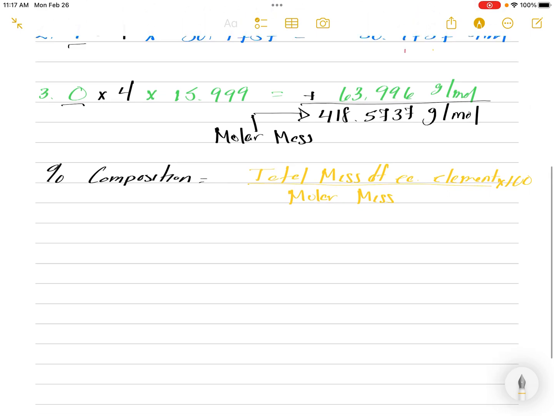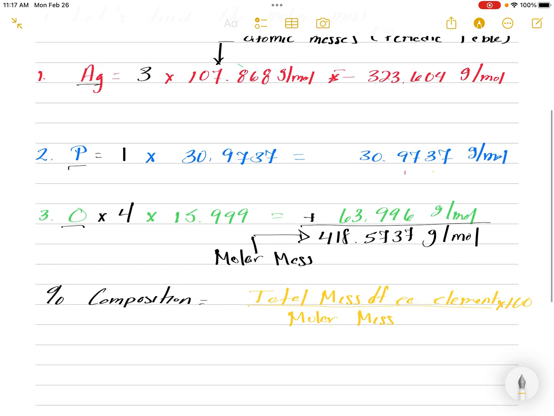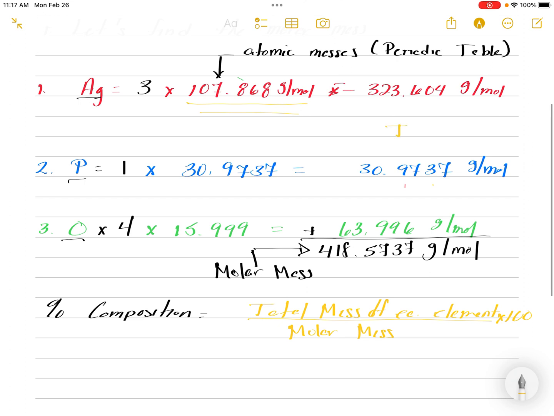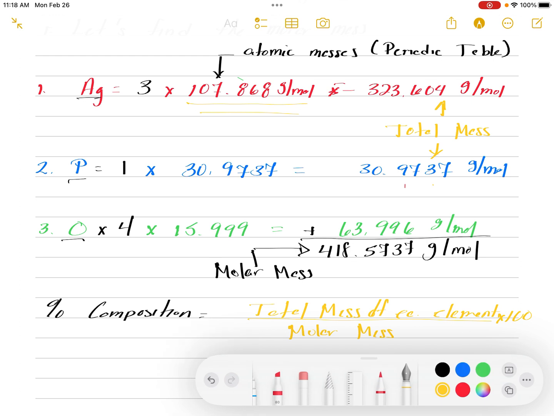So let's get this set up. The total mass is here. Look, this is the atomic mass, the one that we underlined here, but the total mass in the compound is what exists when you multiply by the quantities in the compound. So the total masses are these values here. We're going to take those values and divide each one by the molar mass and multiply by 100, and that'll give us our percent composition.